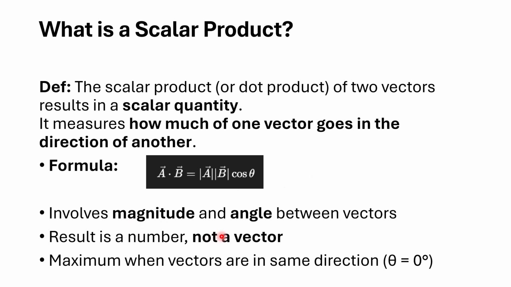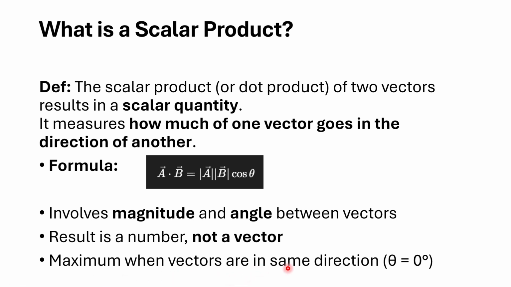As I have told you before, the result of the scalar product will always be a single number, also called a scalar, that does not have any direction. So it's not a vector.